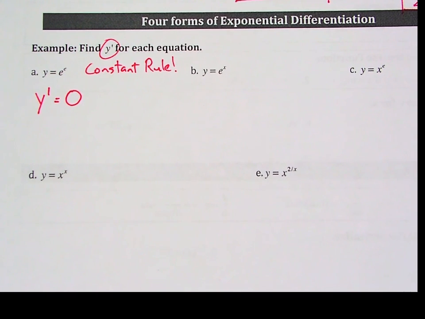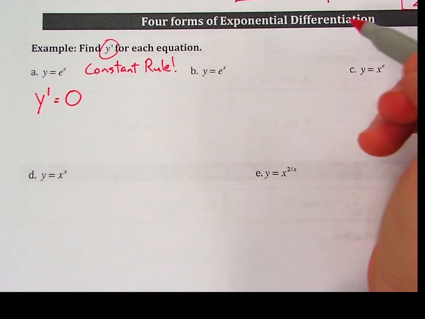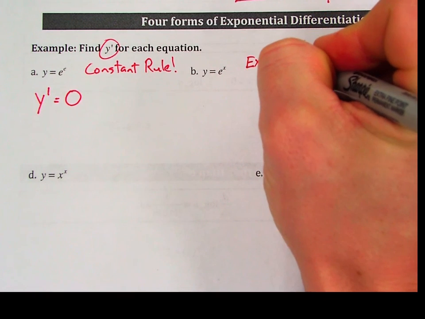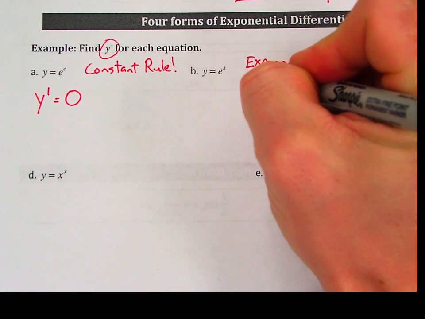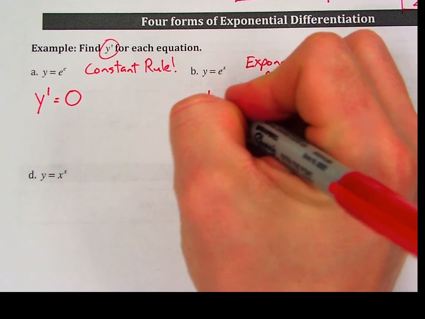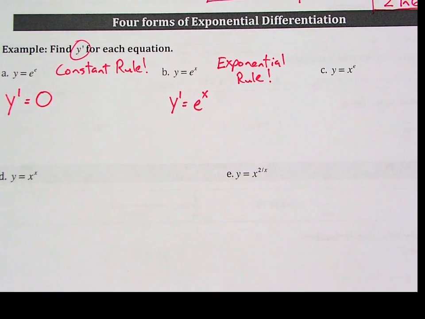Okay. Our next one, y equals e to the x. So here you have a base e, the exponent is x. This is the exponential rule. So y prime will just be e to the x times dx, but it's just 1. The derivative of x is 1.